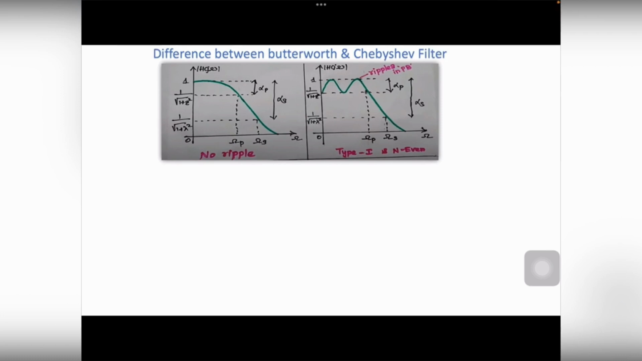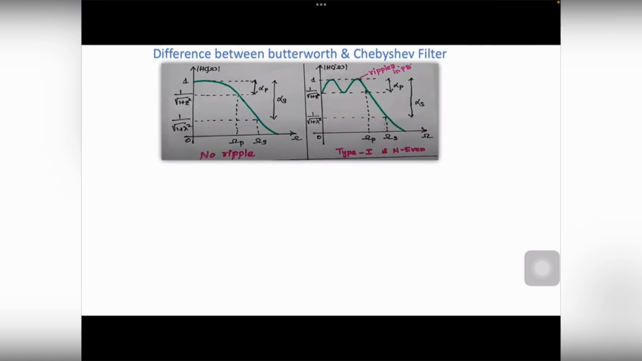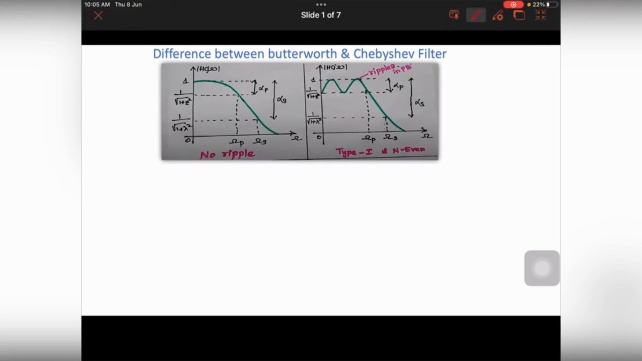If the ripples are present in the pass band, it is called a type 1 Chebyshev filter. Suppose the ripples are present in the stop band, then it is known as type 2 Chebyshev filter. So this is the first difference.